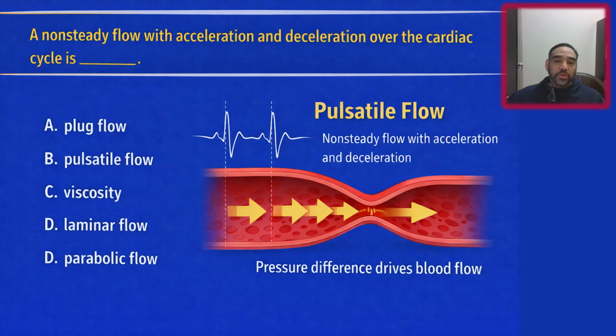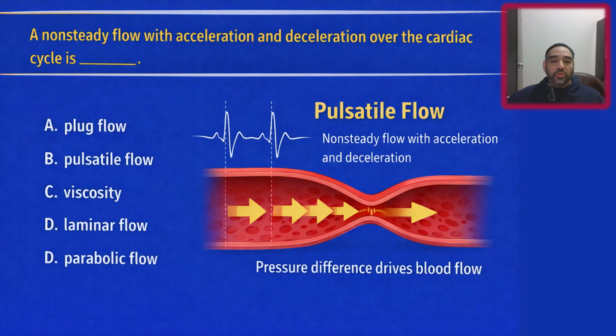So now let's eliminate the other answers. The first one was A, plug flow. Remember, plug flow describes a velocity profile across a vessel that doesn't change over time. So in plug flow, velocity is nearly uniform across the vessel. It does not describe acceleration, deceleration during the cardiac cycle. The question is about time variation, not cross-sectional velocity distribution.